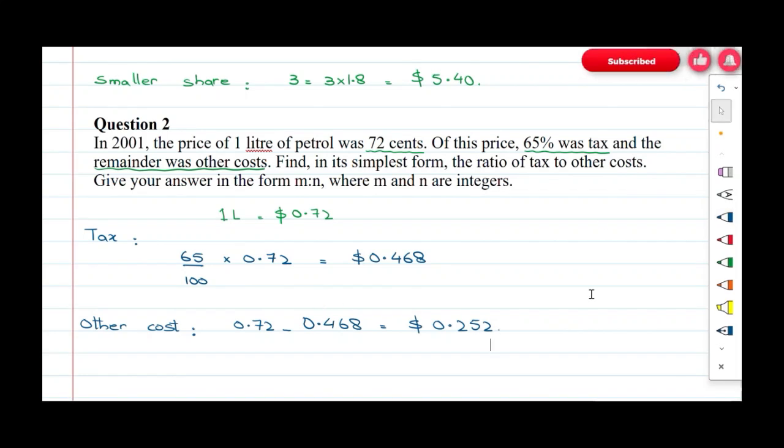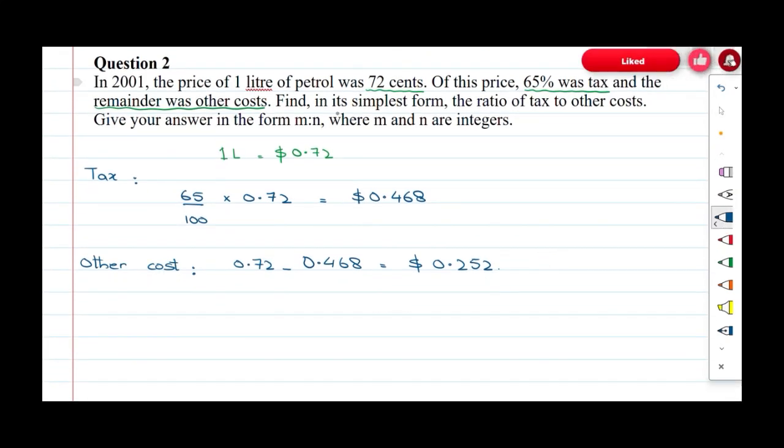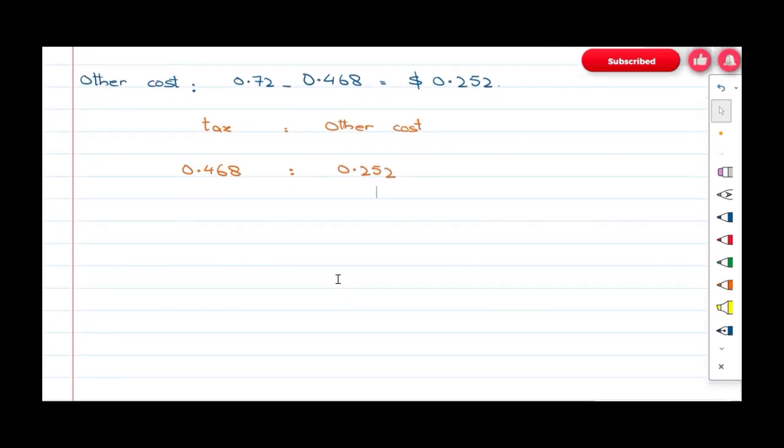Okay, now the question is, find in its simplest form the ratio of tax to the other cost. Give your answer in the form m ratio n, where m and n are integers. Okay, now we need to make a ratio for tax and other cost. Tax is 0.468, ratio, the other cost is 0.252. We have to convert it into simplest form, and both the numbers are integers. Okay, let me do it.